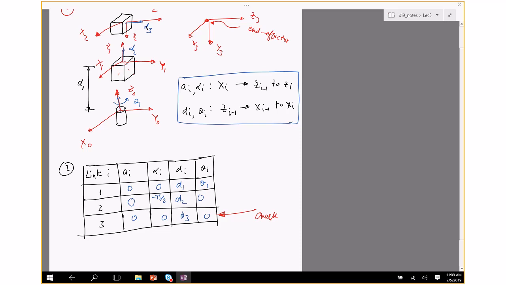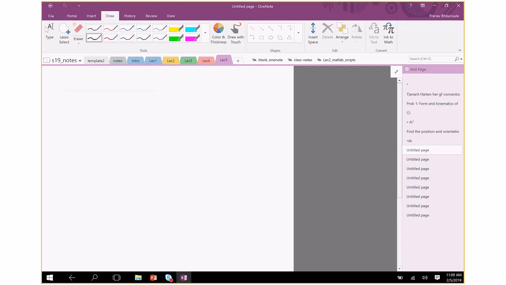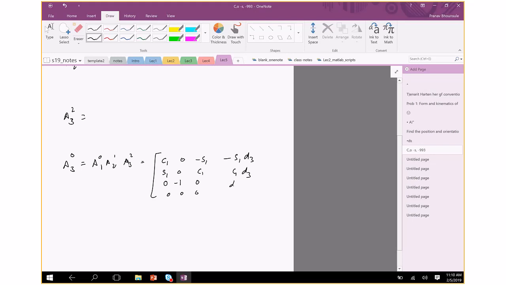So once you have this, all that is left is to copy paste into A1, A2, and so on. I won't spend time writing that here because it's just a matter of putting it down. I'll just give you the final A3 in frame 0, which is what I'm after. A1 0, A2 1, A3 2 equals. When you do this math, you figure out A1 0, and so on. This basically comes from the formula. You get C1, 0, minus S1, S1, 0, C1, 0, minus 1, 0, 0, 0, 0, minus S1 d3, C1 d3, d1 plus d2, 1.